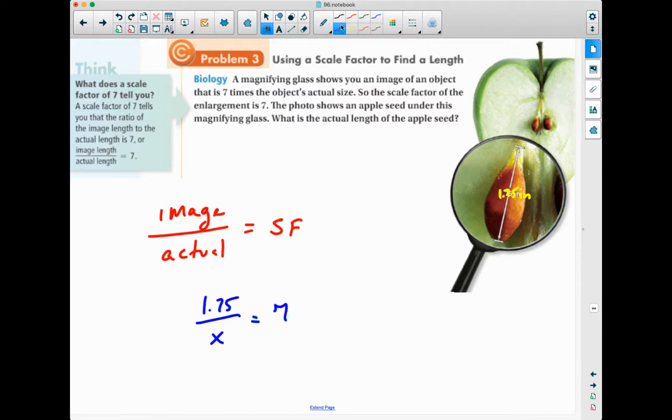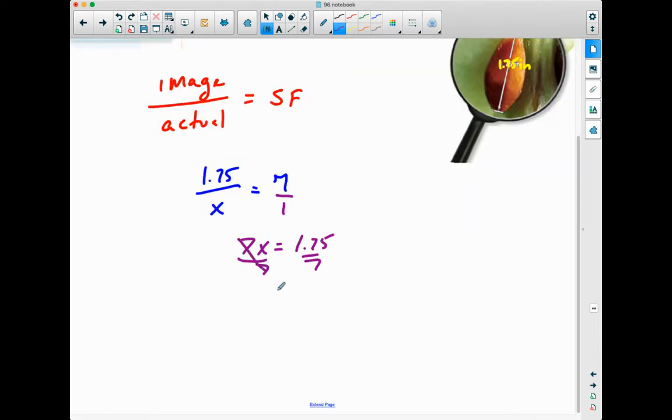All right. Well, whenever I have that denominator as a variable, I can put that over 1 and turn it into a proportion, right? So now I can cross multiply. So if I cross multiply, I'm going to get 7x is equal to 1.75. And I'll divide by 7, and I'll get x by itself. So x is going to be equal to 1.75 divided by 7, which is 0.25. The actual apple seed is going to be 0.25 inches.